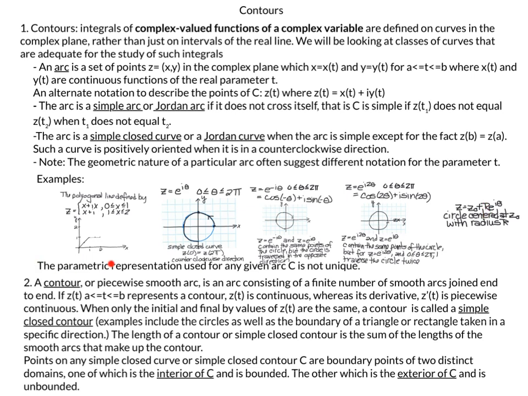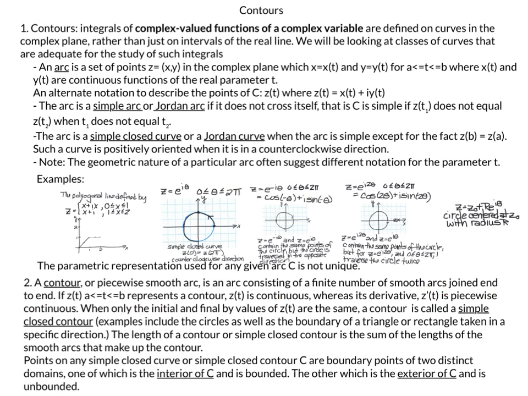We have another note and some definitions. The parametric representation used for any given arc C is not unique, and we did an example where we had half of a circle and we parameterized it 2 different ways. We have the definition of a contour, or piecewise smooth arc, which is an arc consisting of a finite number of smooth arcs joined end to end, where z is continuous, whereas the derivative is only piecewise continuous.